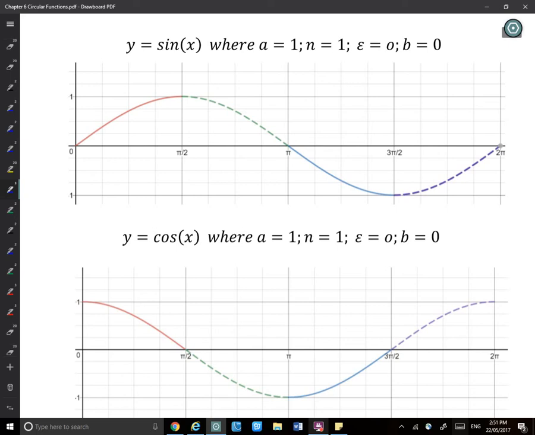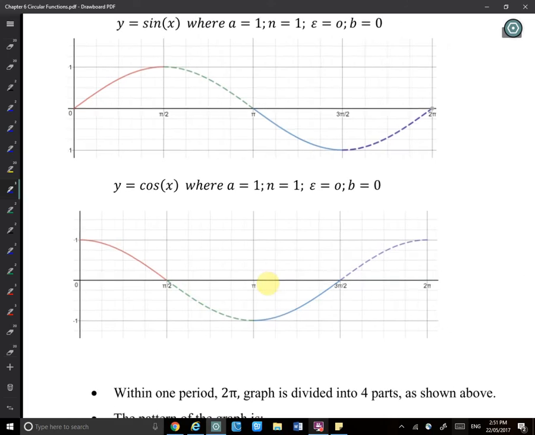If you keep going with this pattern, the next thing goes to the maximum, then the mean, then the minimum. So sine and cosine graphs always follow this pattern: max, mean, minimum, mean, max, and so on. Always keep going like that.